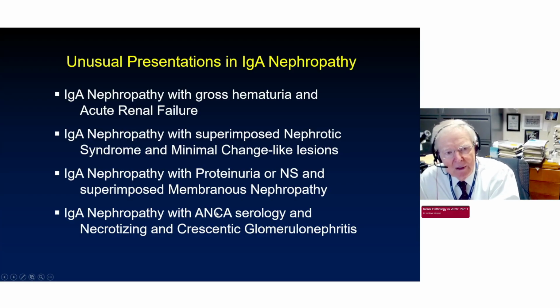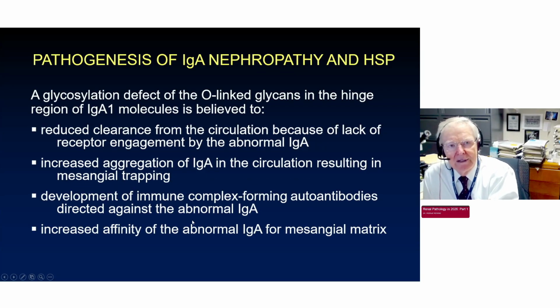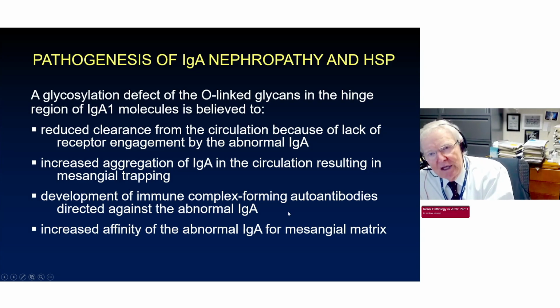in the same glomerulus. And finally, there are cases reported of IgA nephropathy that also develop an ANCA-associated lesion, and therefore the necrotizing and crescentic lesions can be attributed either to the IgA, which exists, or to the superimposed ANCA in these cases. I'm not going to go through the pathogenesis of the IgA nephropathy.